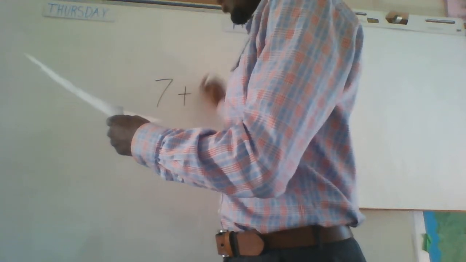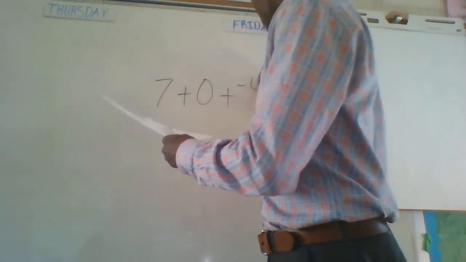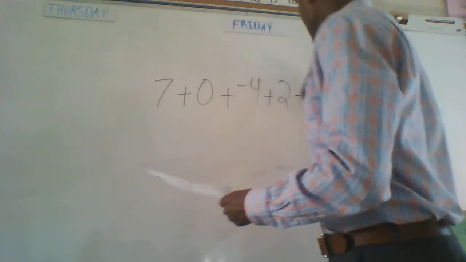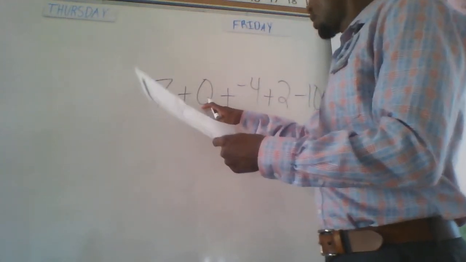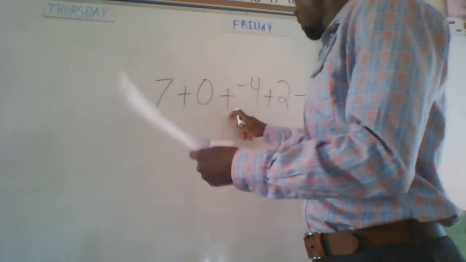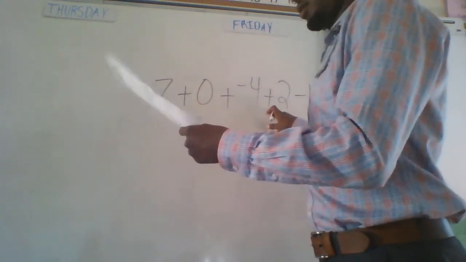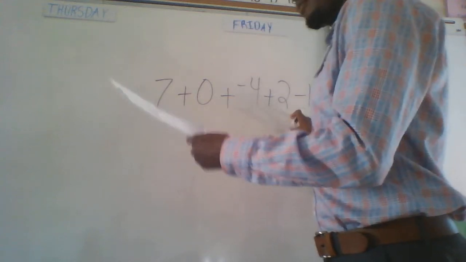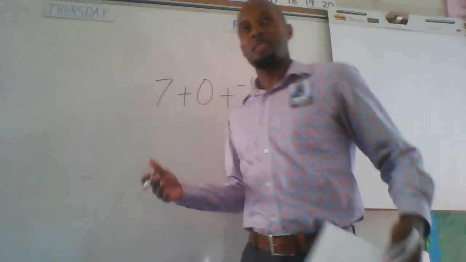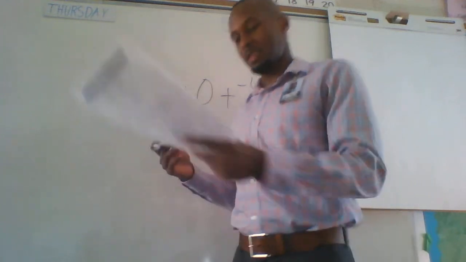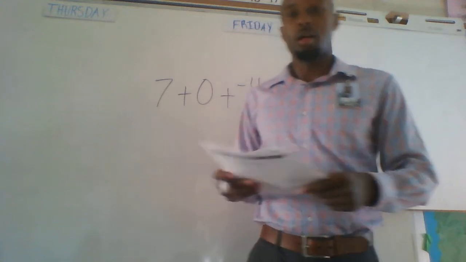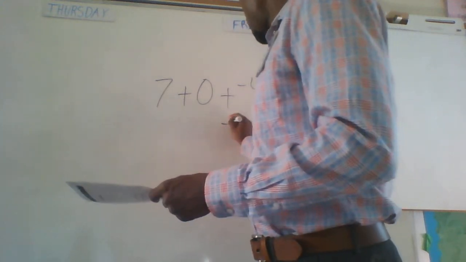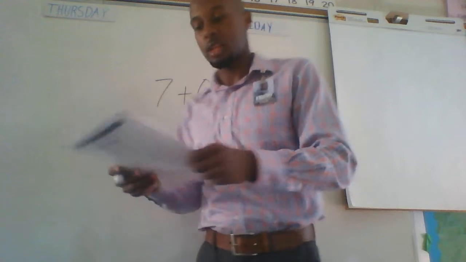What was Ella's score? Okay, so the second one is doing the same thing. You got 7 plus 0 plus -4 plus 2 minus 10. Too easy, right? 7 plus 0 is 7. 7 plus -4 is 3. 3 plus 2 is 5. 5 minus 10 is what? -5. Do we circle the S? You can. I'm just going over it. So it's -5 for number 2. Everybody should have got that question correct.